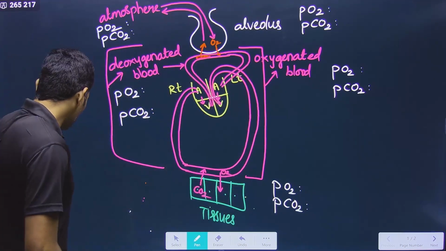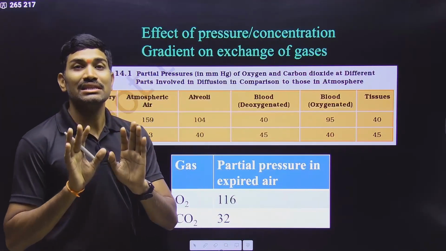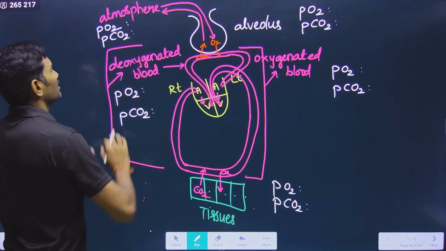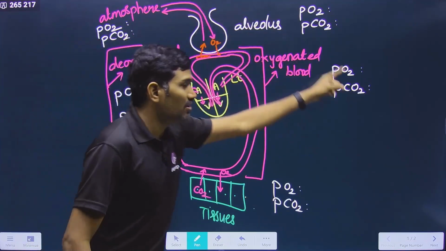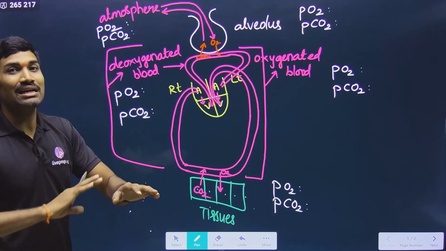In the NCERT, if you observe, they have given a table with all the information. Now we will write the same information here. So what is this information? Within the atmosphere, what is the partial pressure here? First I will write for oxygen everywhere.